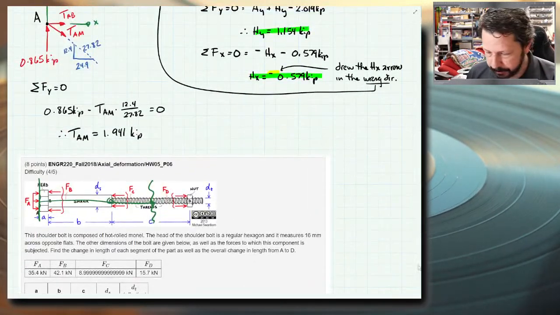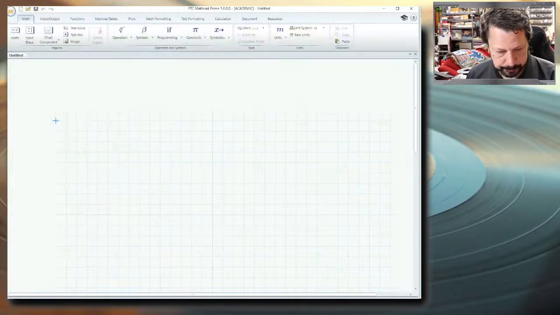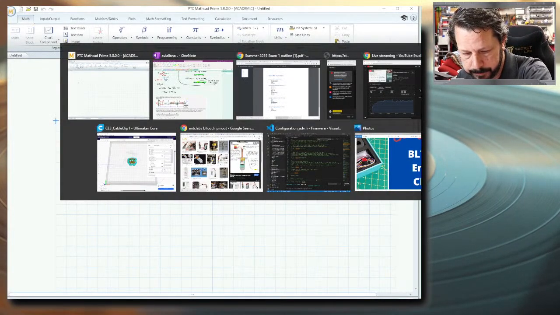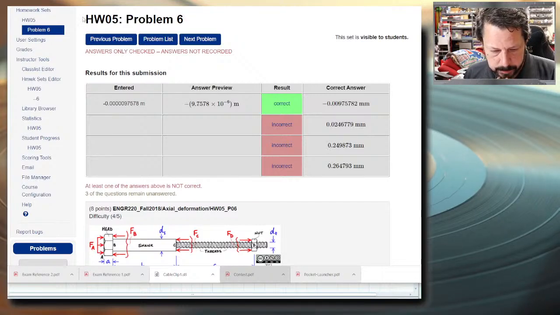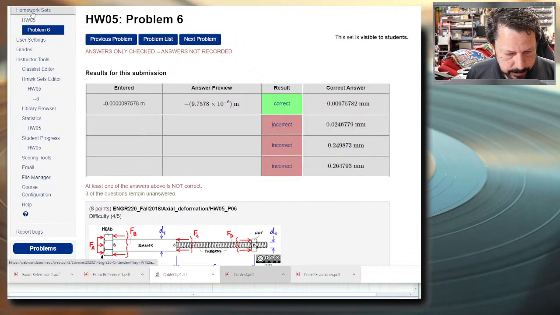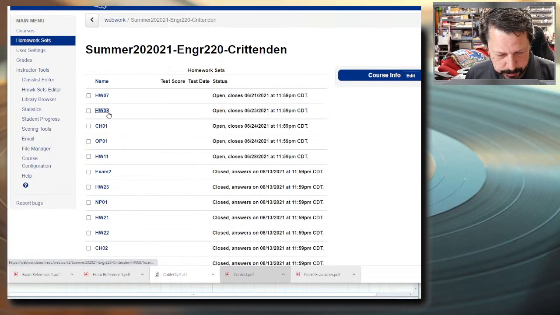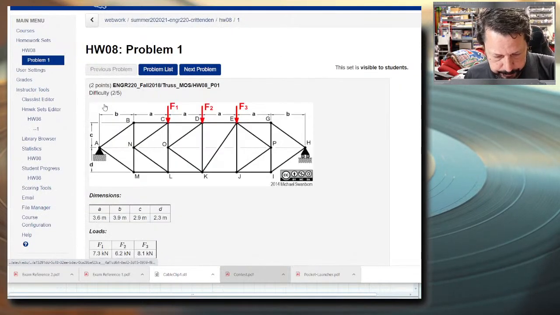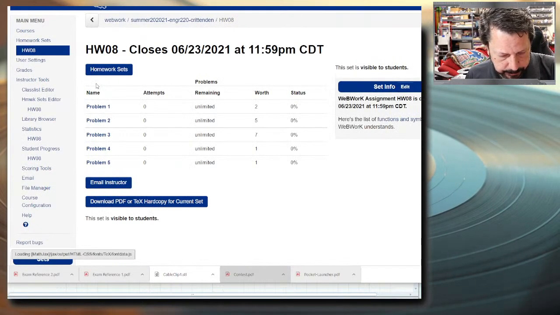All right, let's see if we can find a centroid problem to look at. Let's see, centroids, I don't remember which homework they're in. That's more trusses, so they're after that.